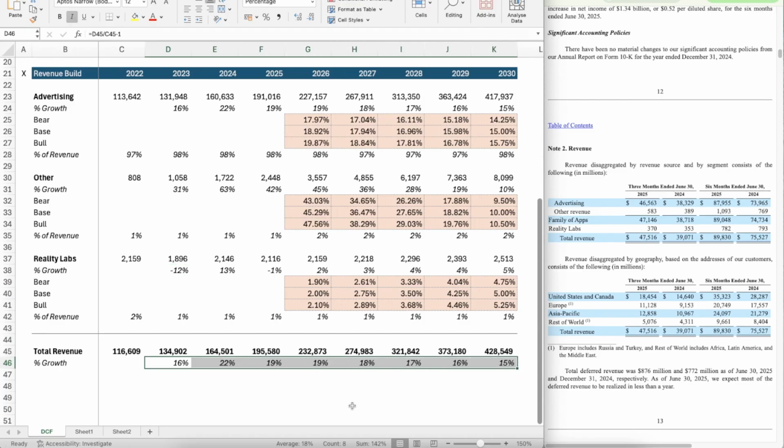There we go. So we're saying that Facebook will continue to have double-digit revenue growth, but that will start to decline over the next 5 years, which I don't think it's unreasonable to say, so we'll go with that.